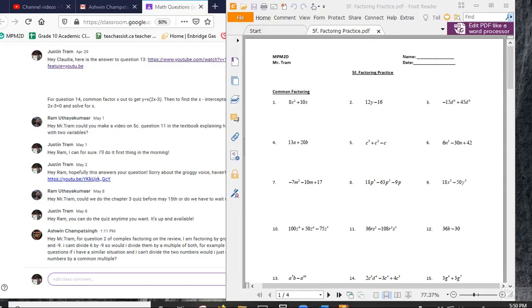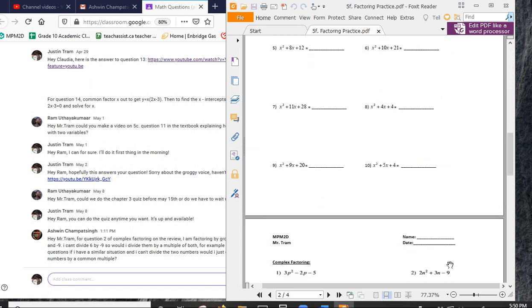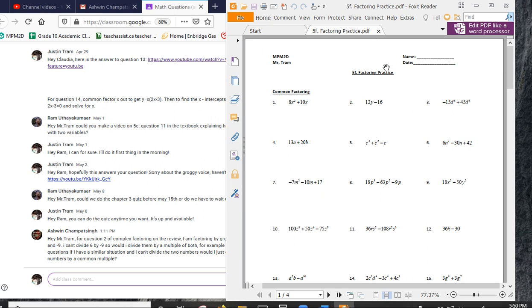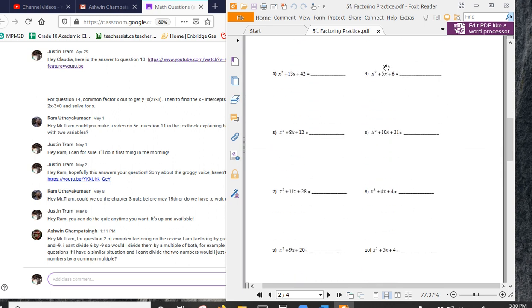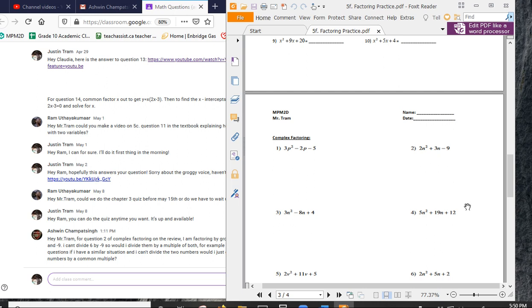Hey Ashwin, you had a question about complex factoring. I think it was under the factoring practice, right? So factoring practice, complex factoring, number 2. Okay, so it's regarding this question.